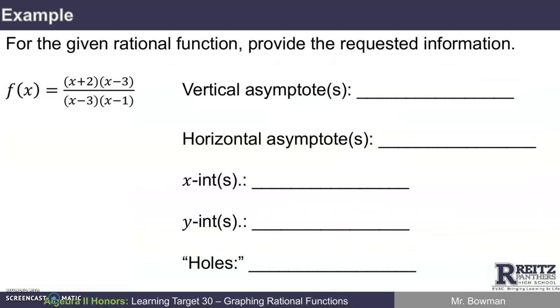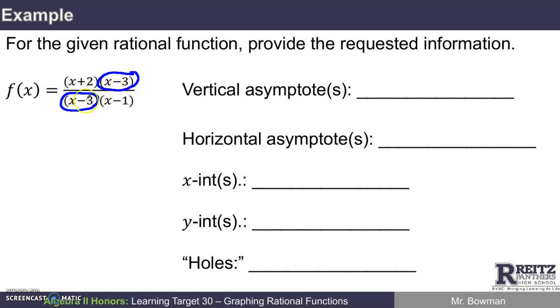Okay, so here is a rational function. I'll point out that this one is already factored for us. That's kind of nice to have. We want to determine all of this information if we can. So what I actually would like to see first is if I see any factors that are common to both the numerator and denominator, and here I see an x minus 3.